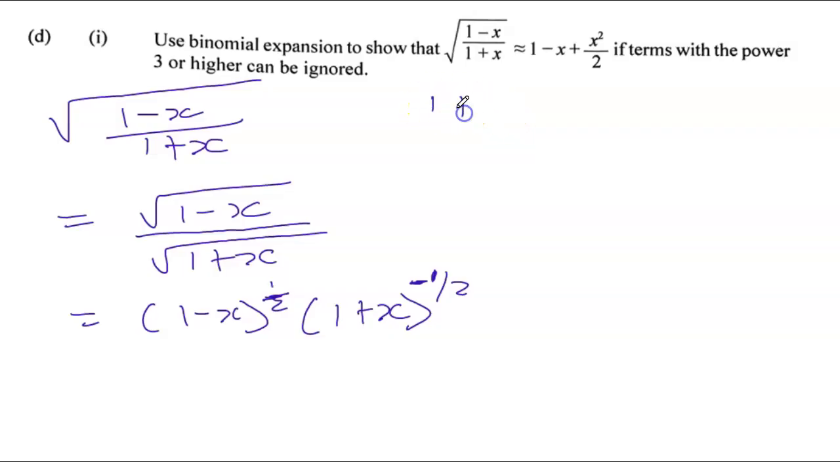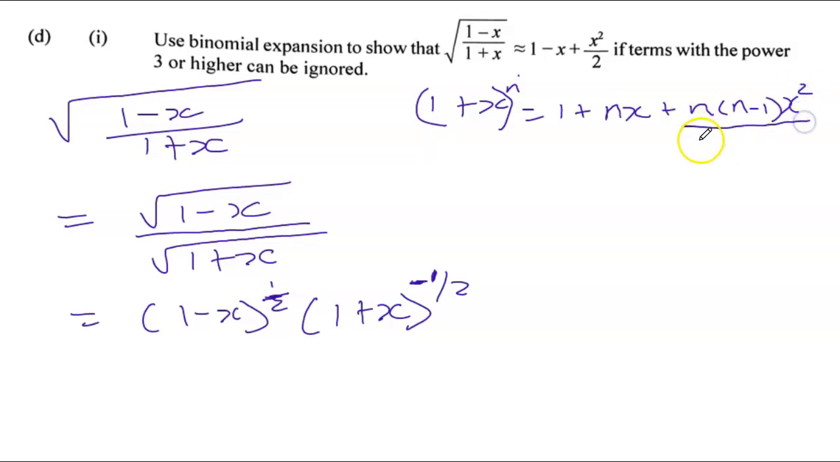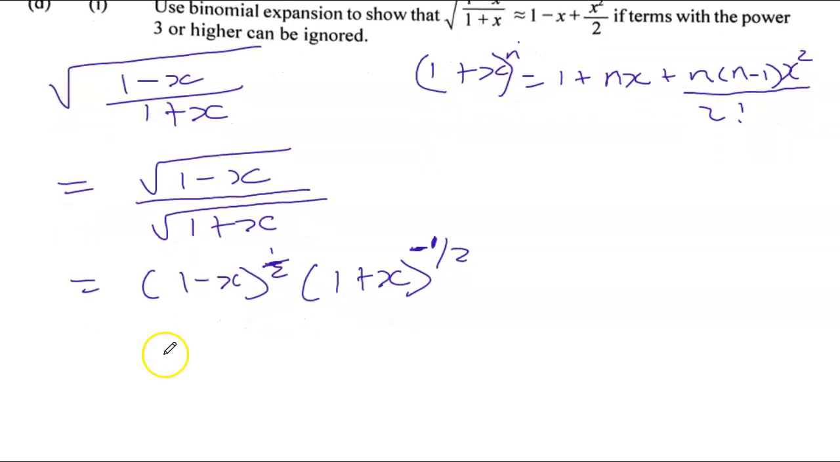1 plus x to the n power is 1 plus nx plus n times n minus 1 x squared over 2 factorial, and so on. This is given on the formula sheet. But since we're only going up to the second power of x, we'll stop here. Now let's expand the first bracket.